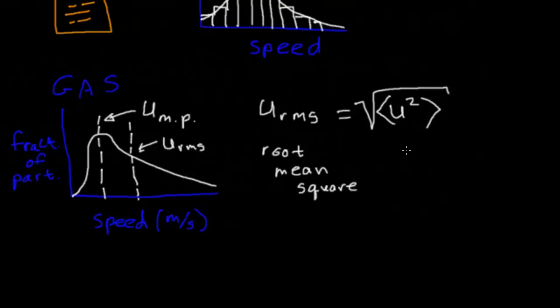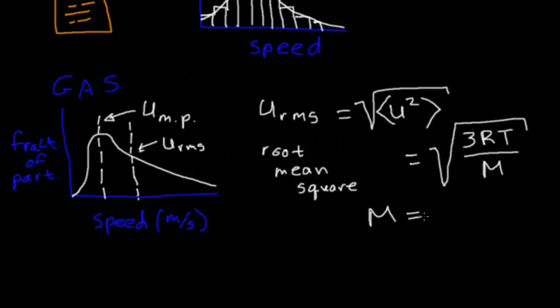Now from the kinetic molecular theory of gases, we can actually write an equation that lets us calculate URMS based on other parameters that we know from the gas law. And it turns out to be this. It's the square root of 3RT divided by capital M, where R is the gas constant, T is the temperature in kelvins, and capital M is our symbol for molecular weight or molar mass.